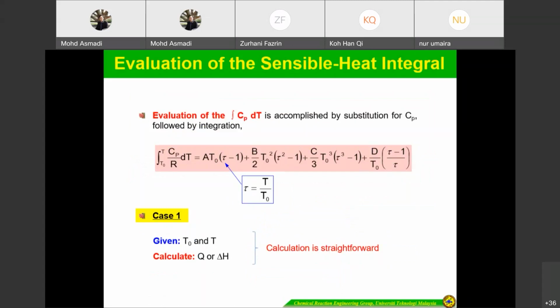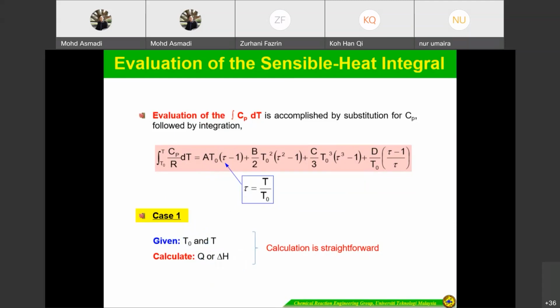For case 1, you are given T naught and also T. You want to calculate the heat transfer, delta Q. This is a straight calculation. It's given T naught and T1, you just substitute and determine tau. Tau is T divided by T naught. T naught generally is the initial. If it's not given, it's the standard state, 25 degrees C, 1 bar. But generally, T naught is the entering of the reactor, and the final is going to be the exit of the reactor.